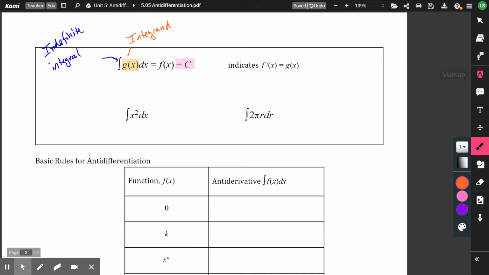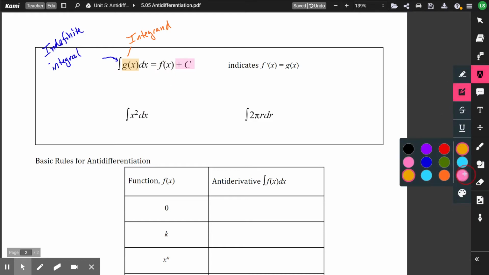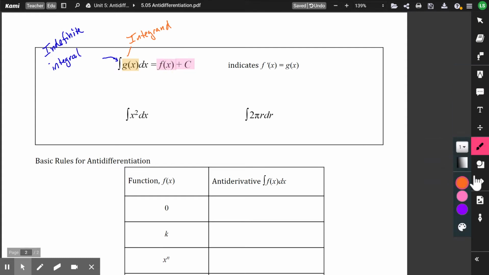So over here off to the side, where we have our f of x plus c part, let's change that color up a little bit. Let's bring back the pink. So this f of x plus c part over here, that is considered your antiderivative. So when we see an indefinite integral, it means we're going to try to come up with what the antiderivative expression is going to be, and we're always going to include that plus c with it.